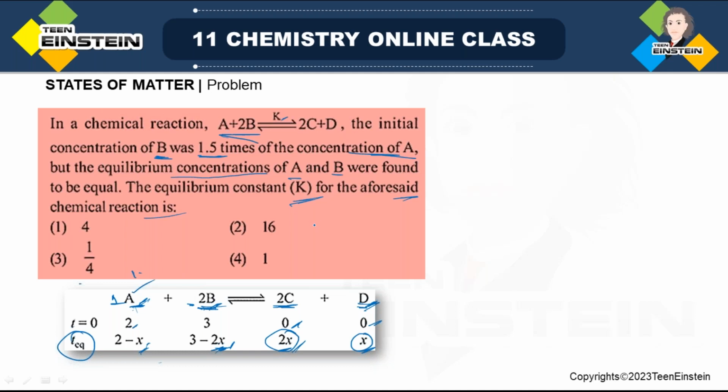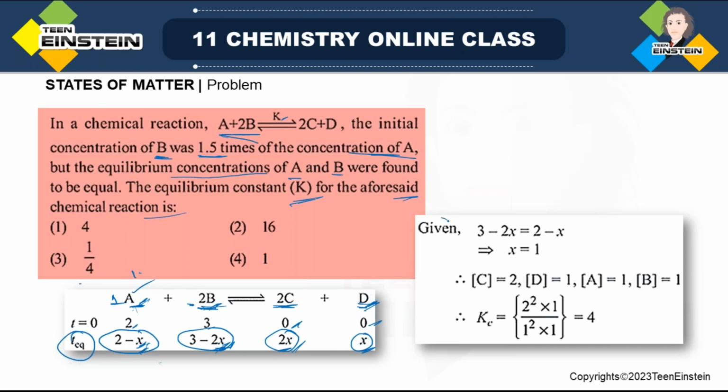So this is the first piece of information, 1.5 times. Now it is also saying that the equilibrium concentrations of A and B are equal. That means these two are equal at equilibrium. So you are getting another equation. From that equation, you can easily get the value of x. And once you know the value of x, you can find the value of the equilibrium constant.